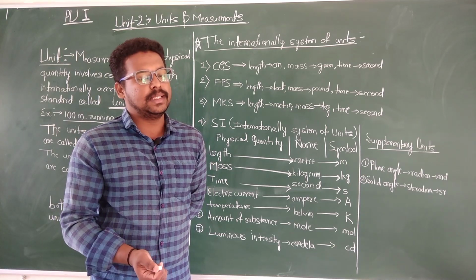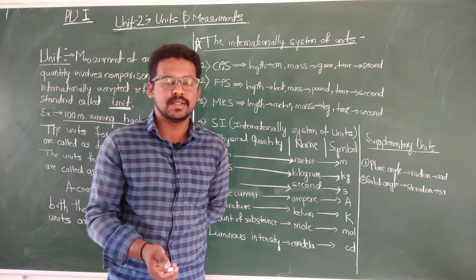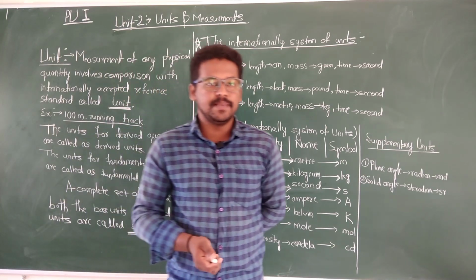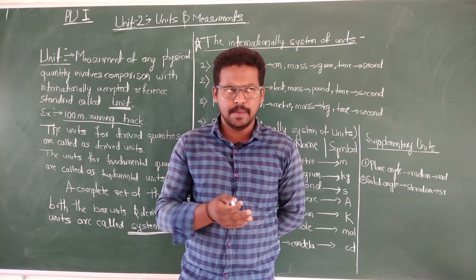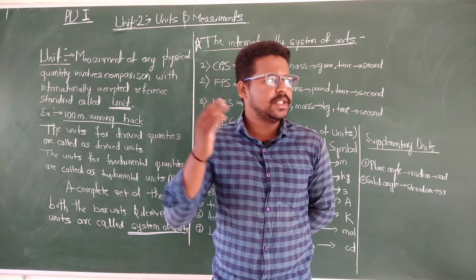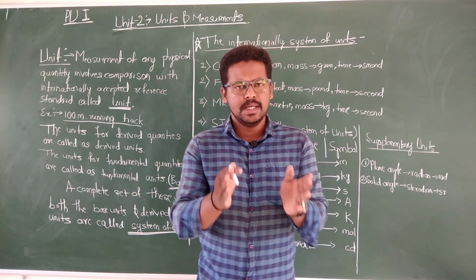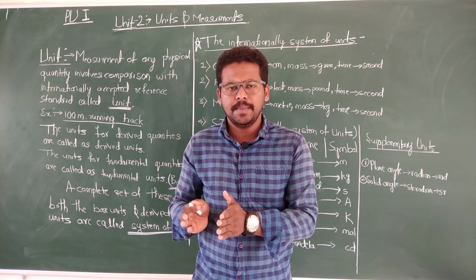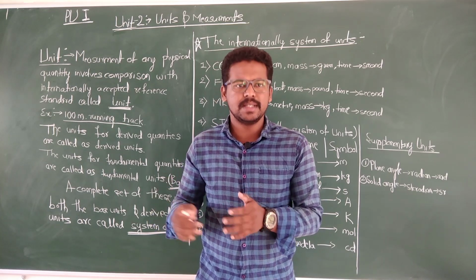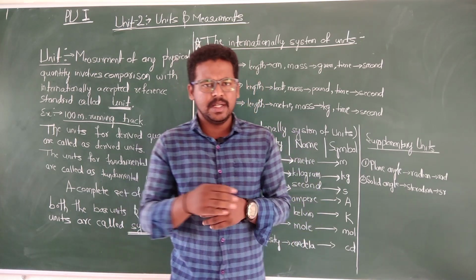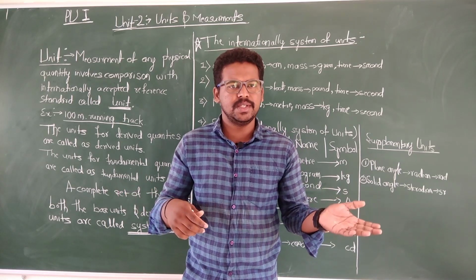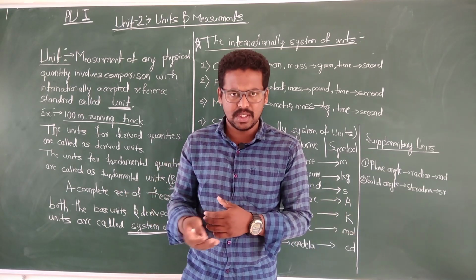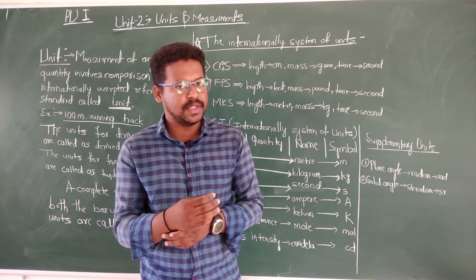Now, the international system of units. Initially, before the SI unit came, in the early stage of the science revolution, different countries and different scientists used different measurements. One used 1 foot, one used 1 inch, another scientist used 1 meter, and another used 1 centimeter.